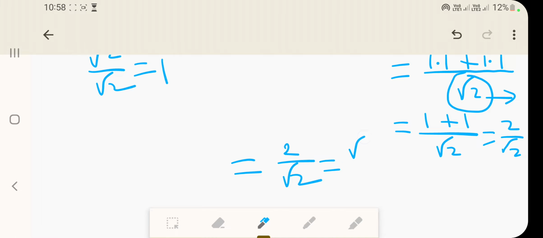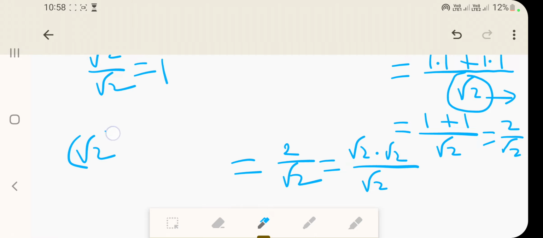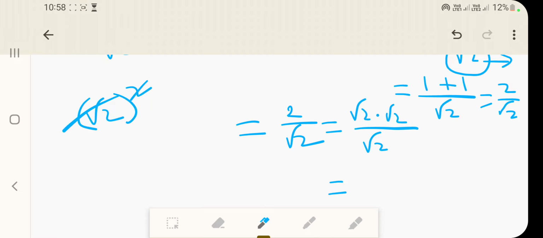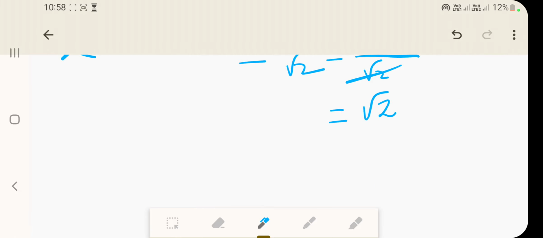So in the numerator we can write 2 as root 2 into root 2 divided by root 2, because root 2 into root 2 means root 2 square. Square and square root will get cancelled. So we can write root 2 into root 2. One of the root 2 will get cancelled and we get the final answer as root 2. Okay, this is the answer. Now we will go for another problem here.